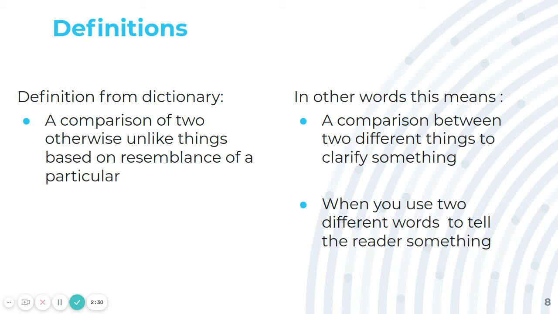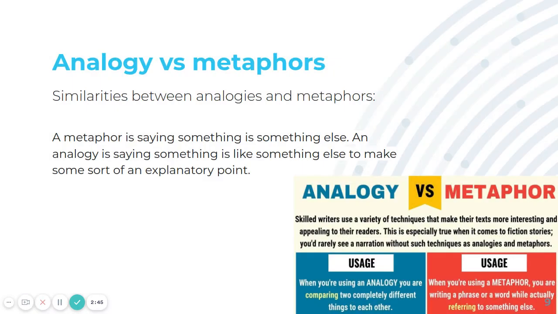Definition from the dictionary. A comparison of two otherwise unlike things based on a resemblance of a particular. In other words, this means a comparison between two different things to clarify something. When you use two different words to tell the reader something.